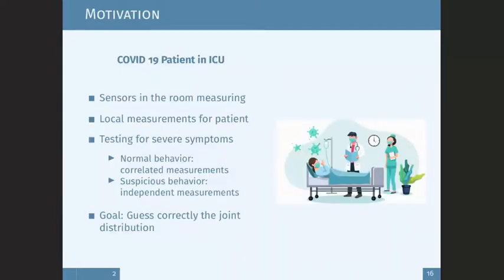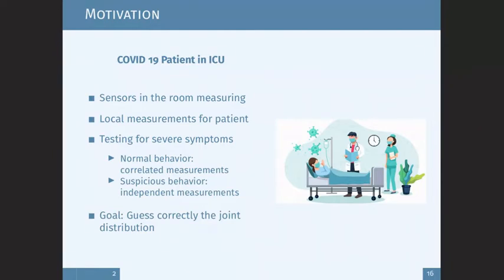So let's take a very trending example. It's about COVID-19. And we assume here we have a patient in ICU. So we will have many sensors in the room that are measuring some parameters. For example, the movement, also the oxygen level, detecting something that is expected to happen in an ICU unit. And on the other side, we'll have a patient, and this patient will be connected to some devices. These devices will have local measurements, for example, for his heart pulse rate, for his breathing activity, etc.